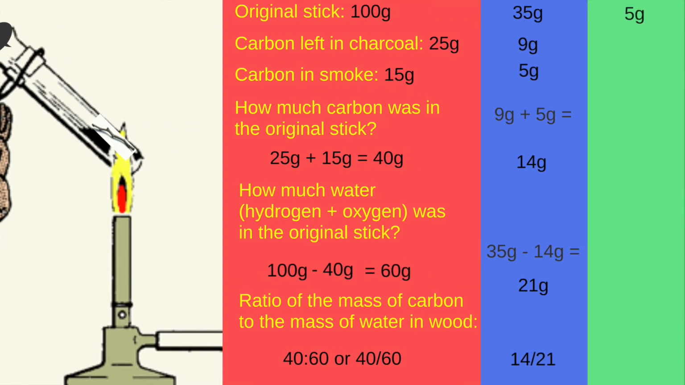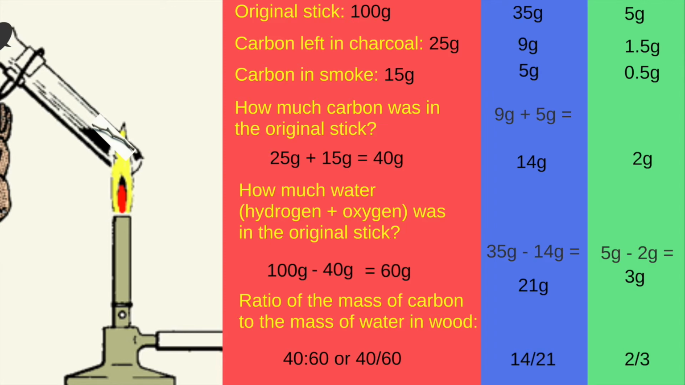Say we start with a 5-gram piece of wood. Well, you would measure that the carbon left over in the charcoal would be approximately 1.5 grams. And you would measure the carbon in the smoke approximately 0.5 grams, giving us a total of 2 grams of carbon in the original stick. Now if we subtract that from the original 5 grams of wood, we would get 3 grams of water that were in the original stick. So now our ratio is 2 grams of carbon to 3 grams of water.